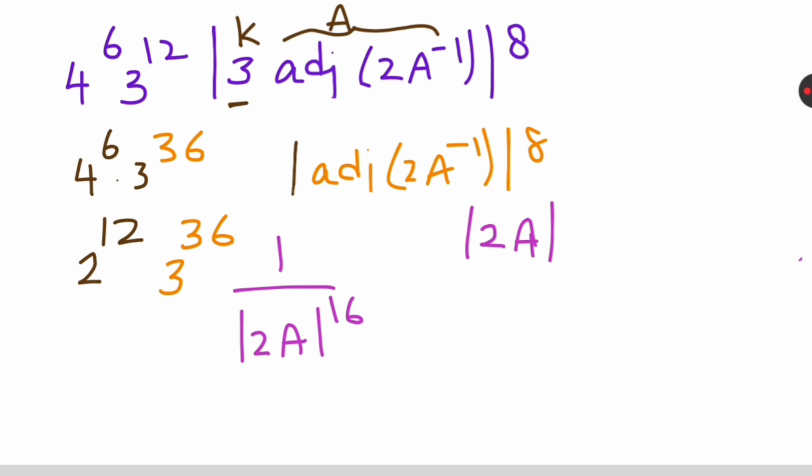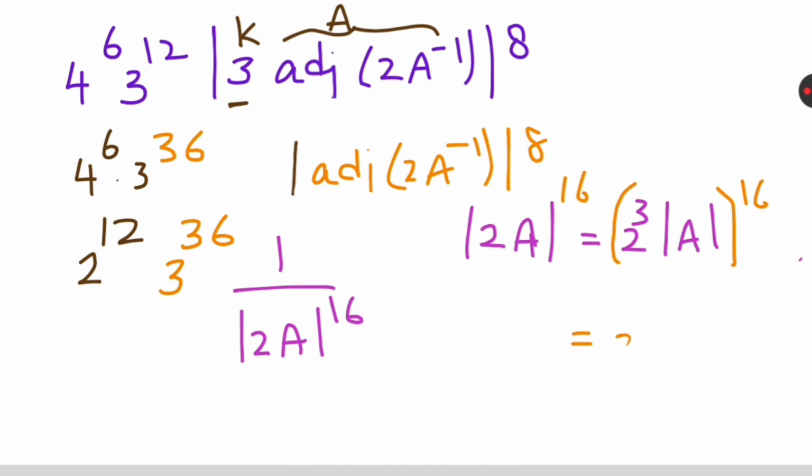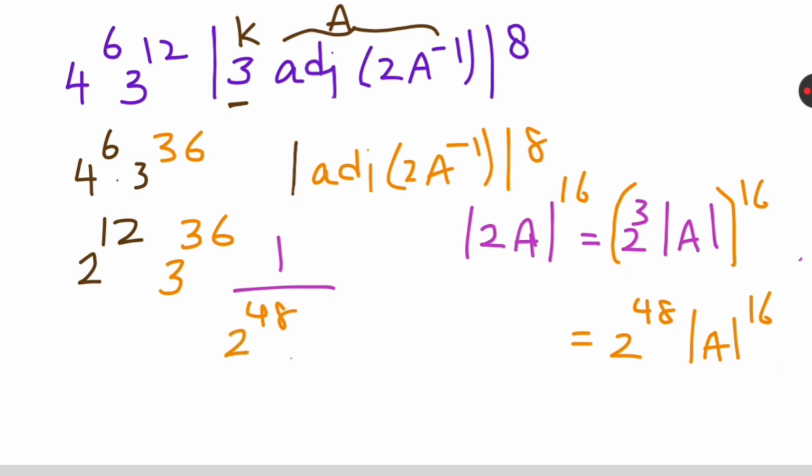Determinant of 2A is in the form of determinant of KA. This is our second formula. So we can write it as K raised to the power of n times determinant of A. So we can write this as 2 raised to the power of n, n is nothing but 3 here, times determinant of A. We have a power 16. So let's take power 16 on both sides. Then we get 2 raised to the power of 3 times 16, which is 48, times determinant of A whole raised to the power of 16. So the denominator value we can write as 2 raised to the power of 48 times determinant of A whole raised to the power of 16.